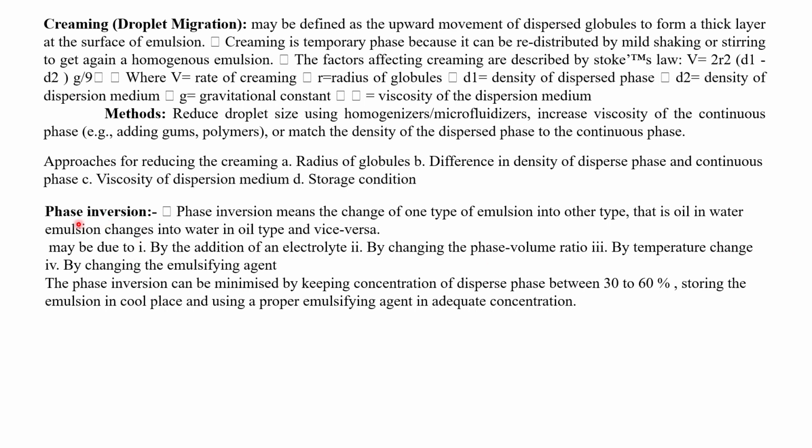The next problem is phase inversion. So an O/W cream emulsion may be changed to W/O due to some incompatibility problems. Why does this happen? Due to the addition of electrolyte, due to the change in the phase volume ratio, by temperature changes, this will happen. To avoid this, we have to keep the concentration of the dispersed phase at 30 to 60%, and it should be stored in a cool place, because high temperatures will lead to phase inversion, and we have to select the emulsifying agent properly at adequate concentration.